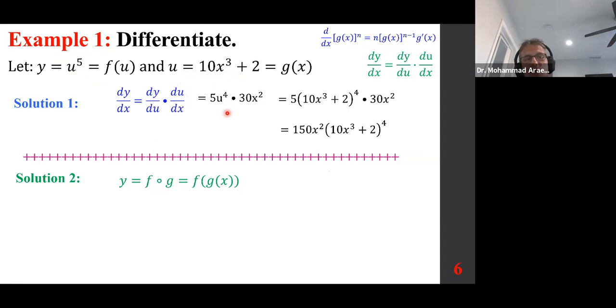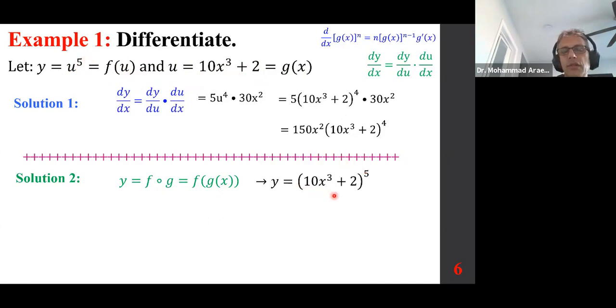So Leibniz notation was used, extremely simple. If we want to go with the composite function, first we have to find the composite function, which means you're going to replace. So this is f of u. So if you want f of g of x, then you're going to replace the u with g of x, which is 10x cubed plus 2. So if you are looking at f of 10x cubed plus 2, this becomes 10x cubed plus 2 to the power of 5. And now you use this extended power rule.